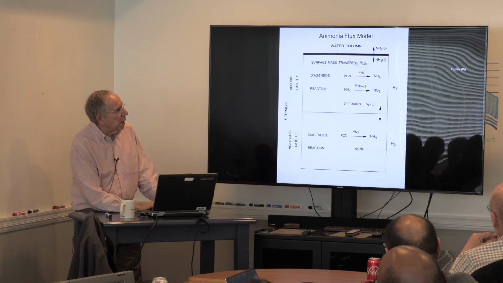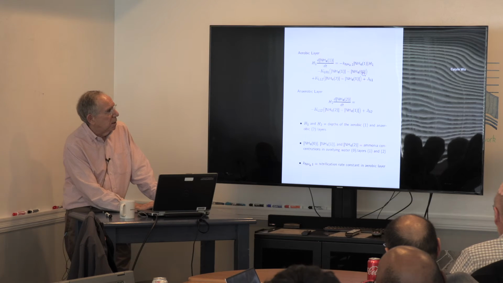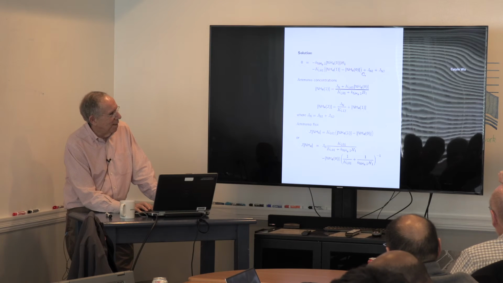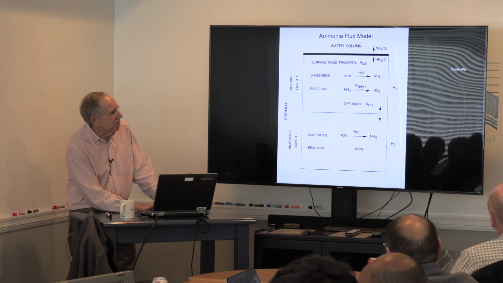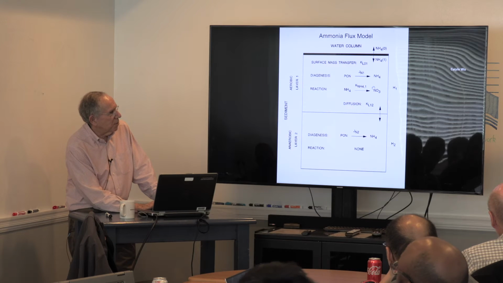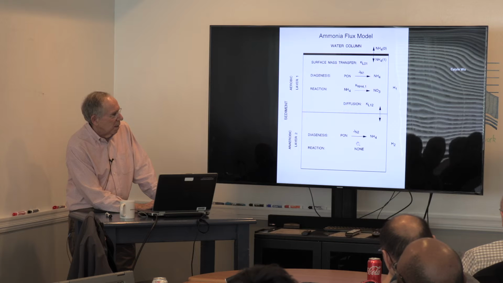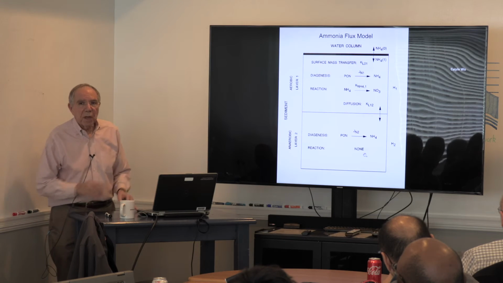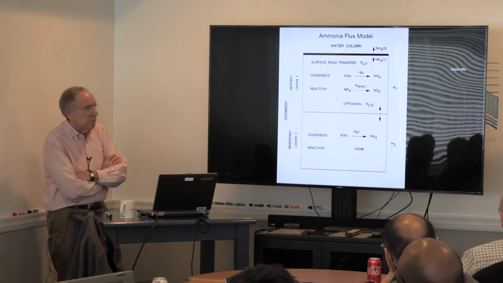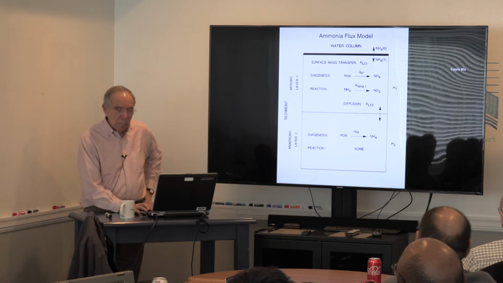Diagenesis in the aerobic layer, JN1. Reaction, nitrification in the aerobic layer. Diffusion between layer 1 and layer 2. Diagenesis in layer 2. And there's no reactions. We assume that once you make ammonia in the anaerobic layer, it just stays put. Okay?